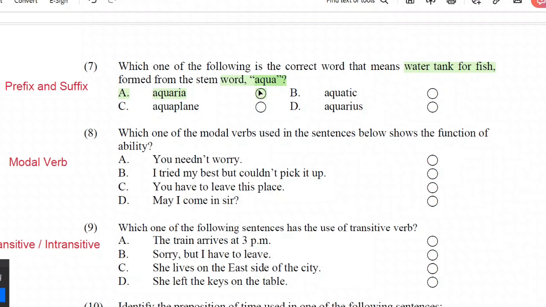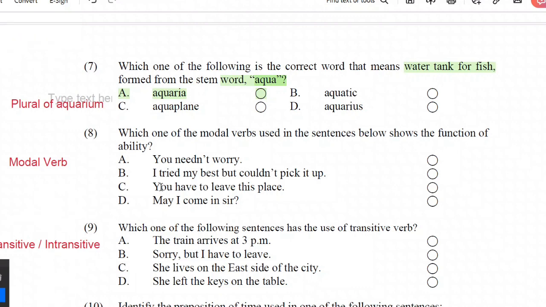Why aquaria is the correct option? Because it is the plural of aquarium. Let's write it here. Plural of aquarium, and aquarium means a place, a tank in which fish live.